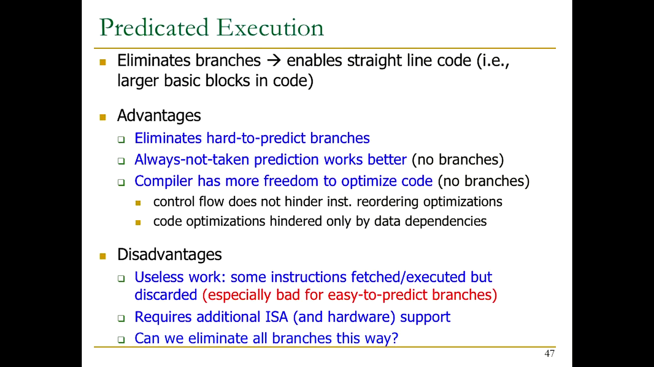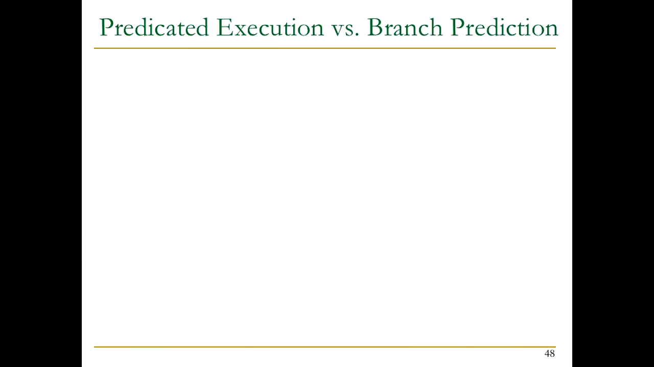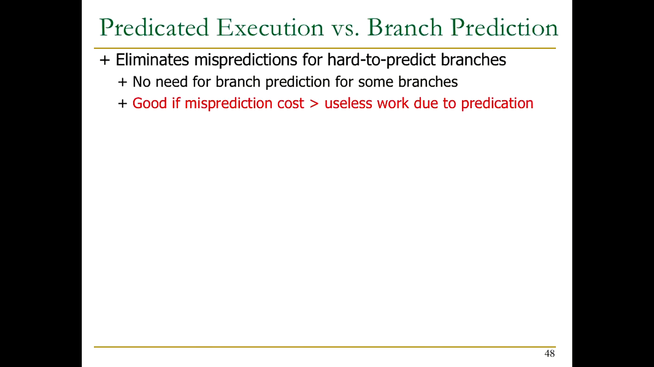They're backward branches. Actually, in the original paper, in the if-conversion paper, they called them backward branches, and they say we cannot eliminate these. And there's not much to be done over there, I think. Okay, let's look at the branch prediction versus predicate execution trade-off. So predicate execution eliminates mispredictions for hard-to-predict branches. So there's no need for branch prediction for those hard-to-predict branches. This is another way of getting rid of those hard-to-predict branches.